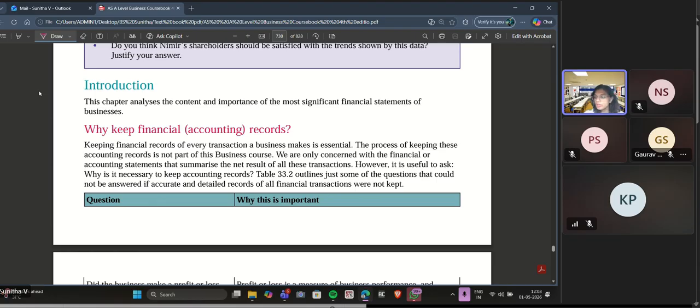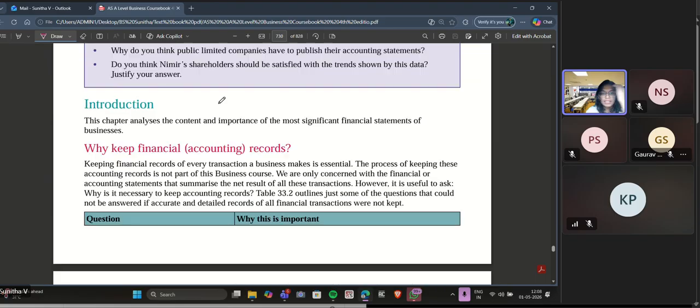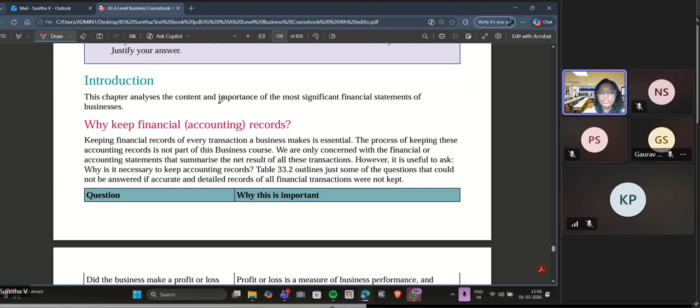You may be able to give generic points, but I don't know to what extent you will be able to connect to the case study. So that is more important, how well you connect to the case study. So let's look at the points. We will not get any questions on calculations. So let's look at the reasons why financial records are kept.